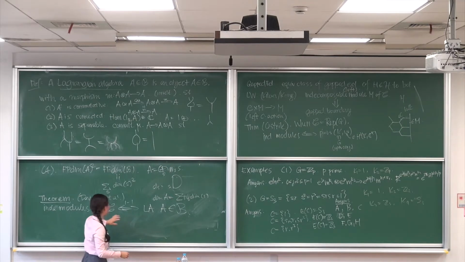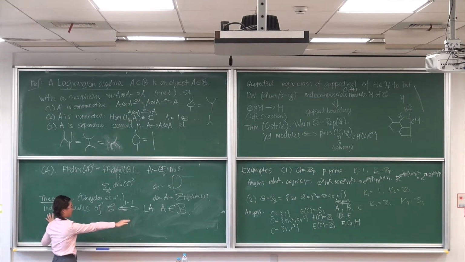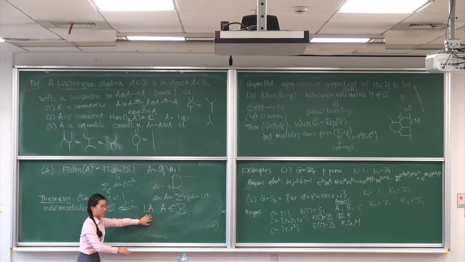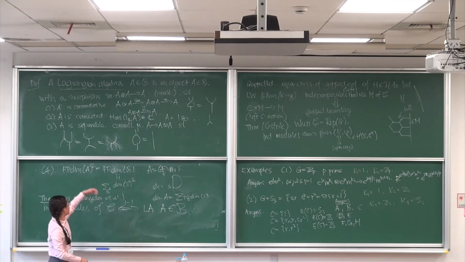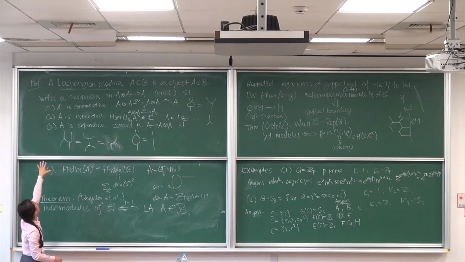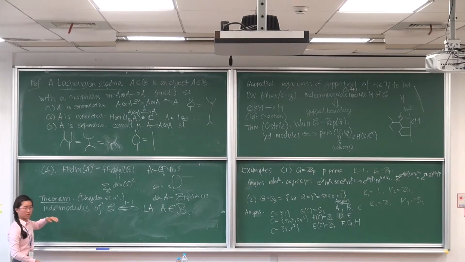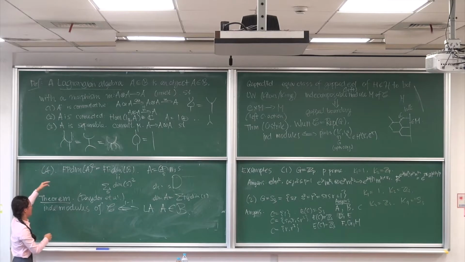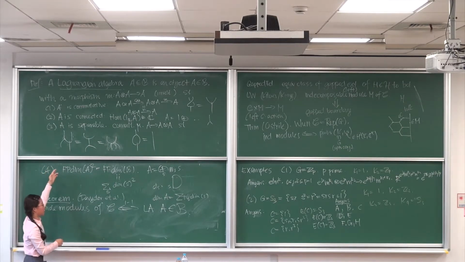So this allows us to determine gapped boundaries in two ways. We can find the indecomposable modules here, or we can find the Lagrangian algebras here. The connection between Lagrangian algebras and Frobenius algebras is just that the first three conditions up there define a special kind of Frobenius algebra, I think a commutative special Frobenius algebra.